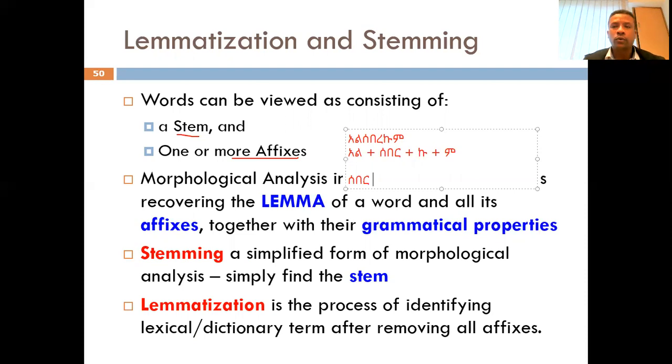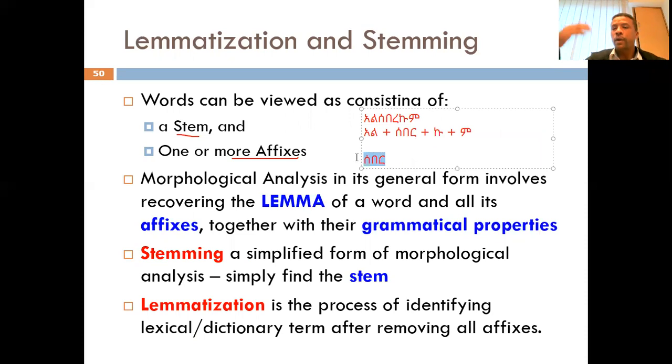After removing al, ku, and me, it should arrive at saber. And if this word is part of the dictionary, we call it a lemma. If it is not part of a dictionary, then it is simply a stem.